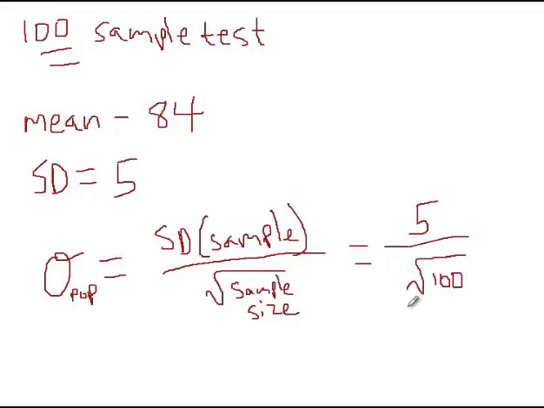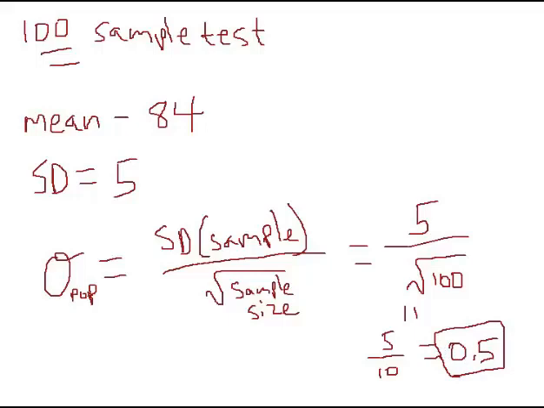Now the square root of 100 is 10. It's plus or minus 10, but for statistical purposes you can ignore the negative value. So it's really 5 divided by 10, and your answer is 0.5, which means your standard deviation of the sample mean is 0.5. So let's put that number in the back of our mind now.